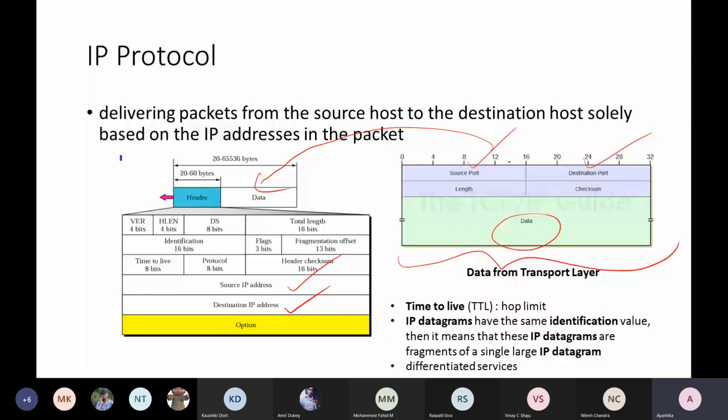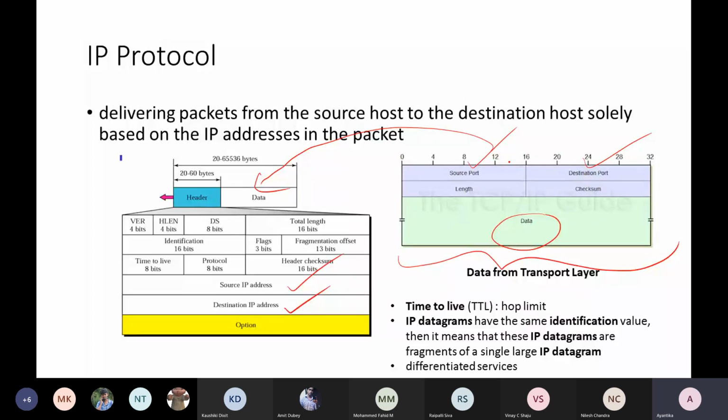So this is the concept throughout the OSI or TCP/IP model, whichever layer you consider: you take the data from the previous layer and you add some header. Header means some extra information related to the main purpose of this layer. Like for the transport layer, it is port to port communication. That's why we add the port address.